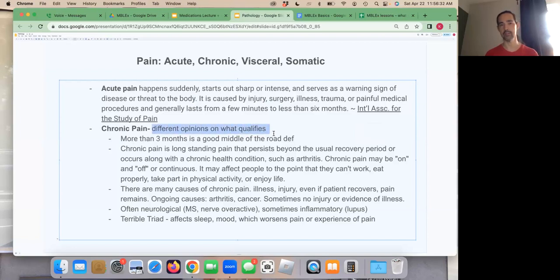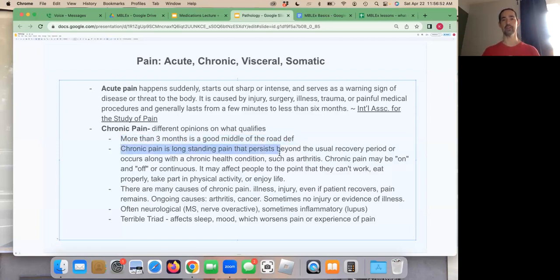Okay, chronic pain. There are different opinions on what qualifies as chronic pain. Just keep these in mind. For the most part, the consensus is pretty good. More than 3 months, that's kind of a good, moderate definition of chronic pain, although you will find people who say, no, it's not chronic pain until it's 6 months long.